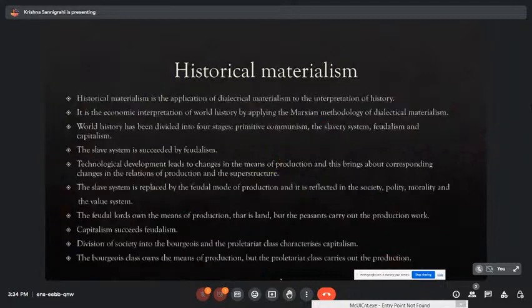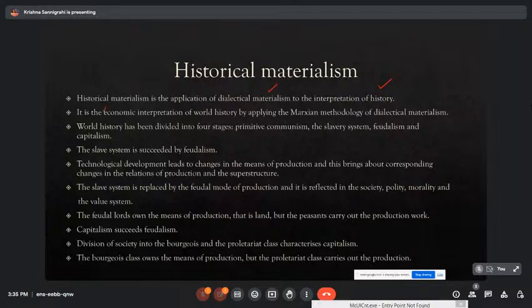Similar to dialectical materialism, there came up this term now, historical materialism. So, historical materialism is the application of dialectical materialism to the interpretation of history. So, try and understand what we are saying here. It is the economic interpretation of world history by applying the Marxian methodology of dialectical materialism.